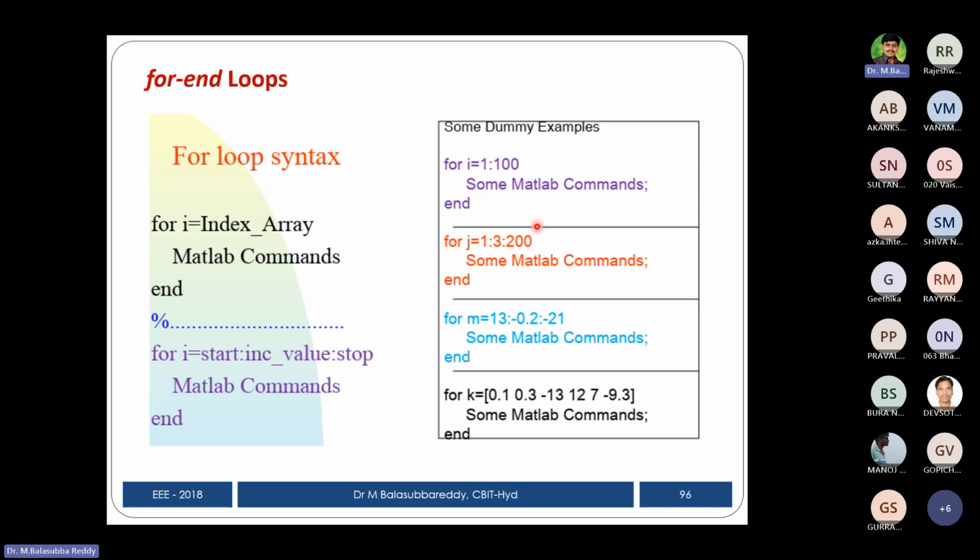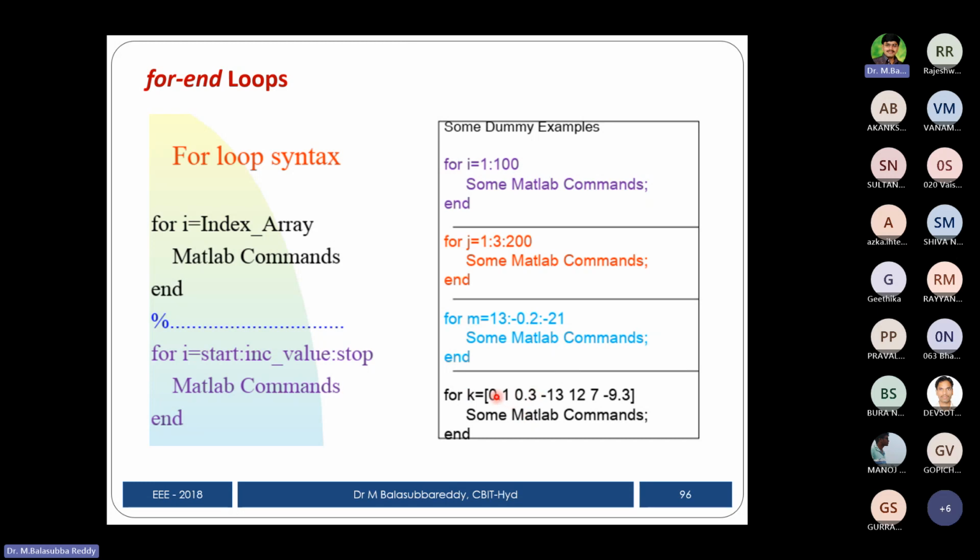Then 1 to 300, but incremented by 3. So the first value is 1, then 1 plus 3, then that plus 3, and so on. We'll get it repeatedly up to the 200 value. If it reaches it, it can stop. Alternatively, instead of giving it that way, if you want to give specific numbers, you can give them in array fashion.